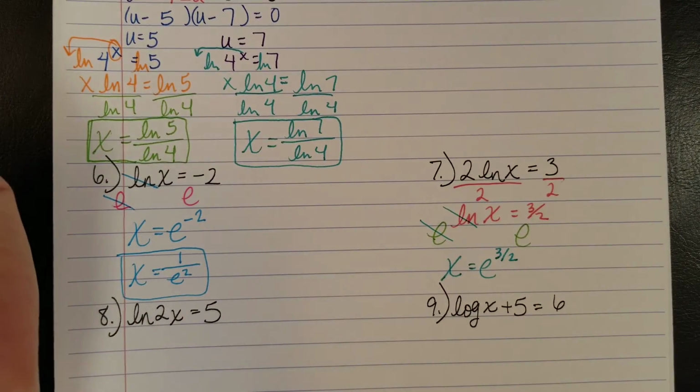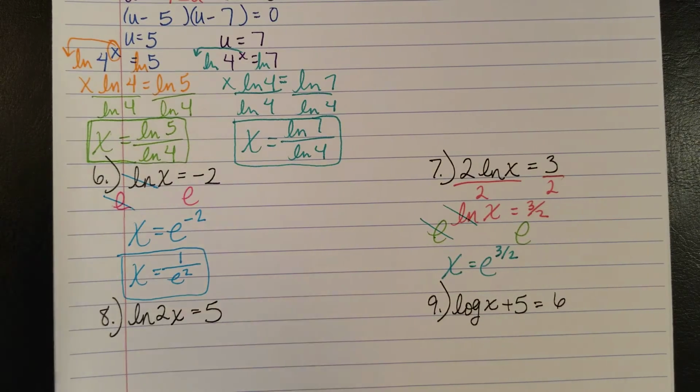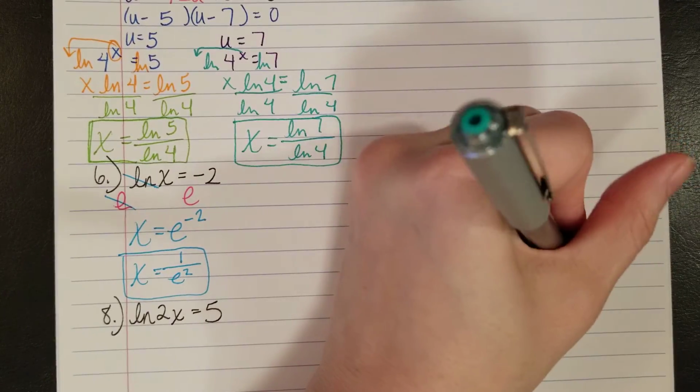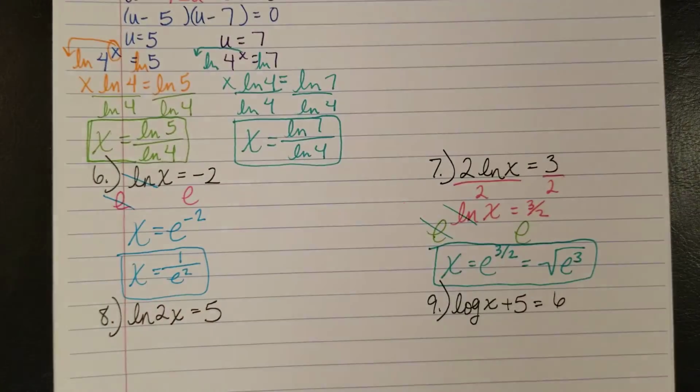All right, and that might be a perfectly acceptable way of writing the answer, but we also might want to change it into radical form, in which case that would be the square root of e cubed. So either way.